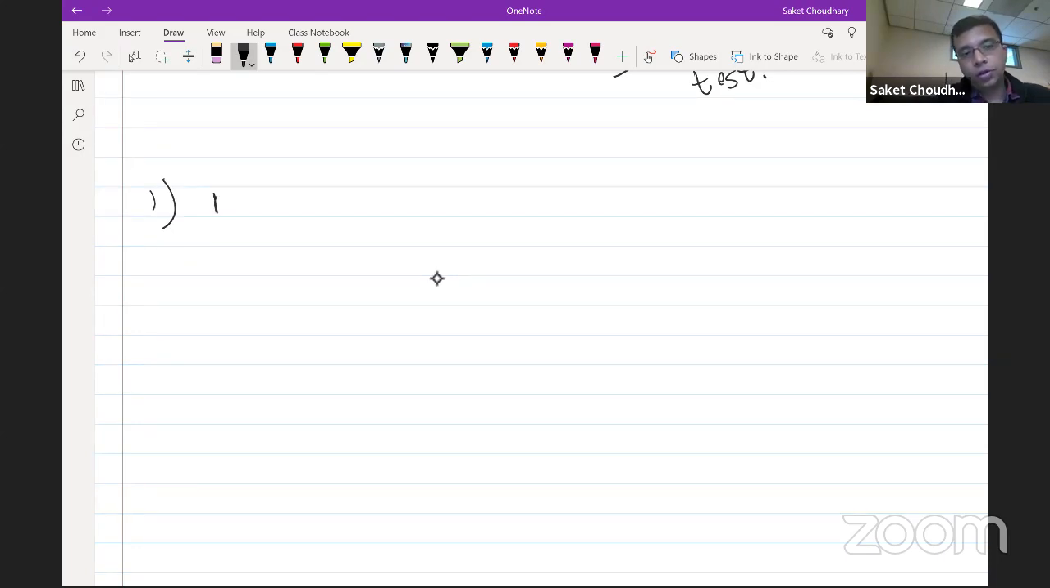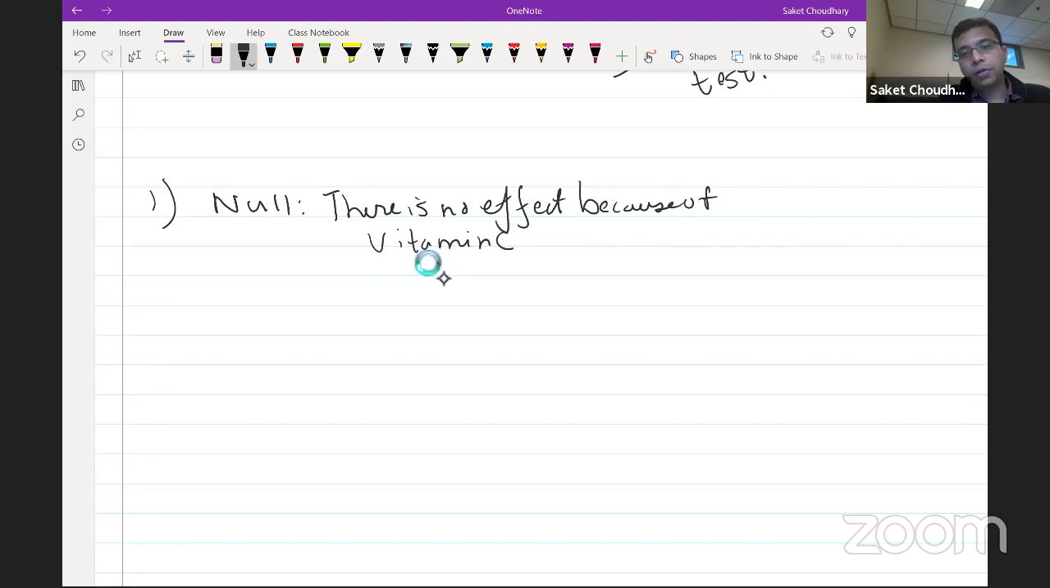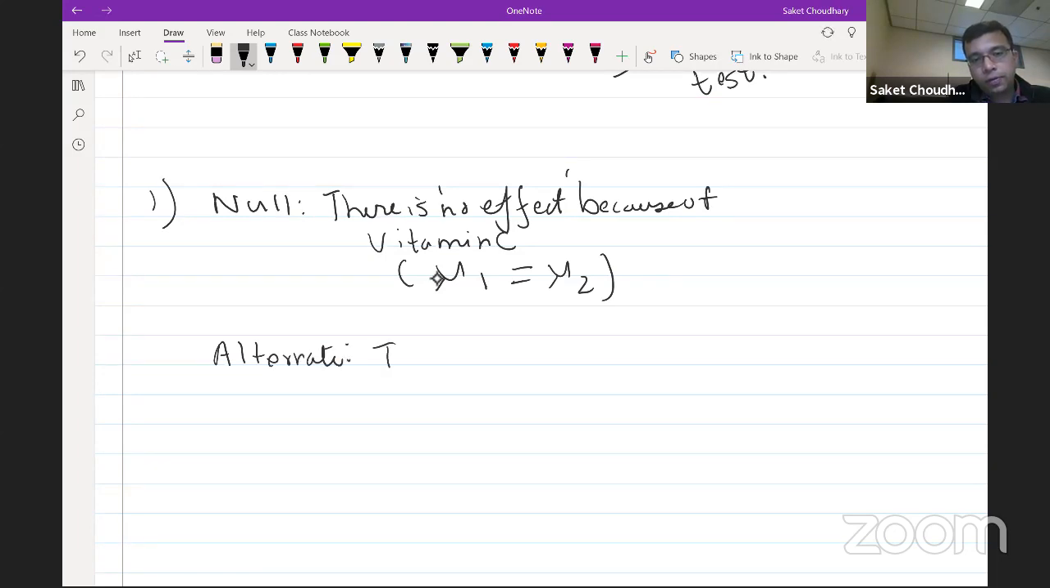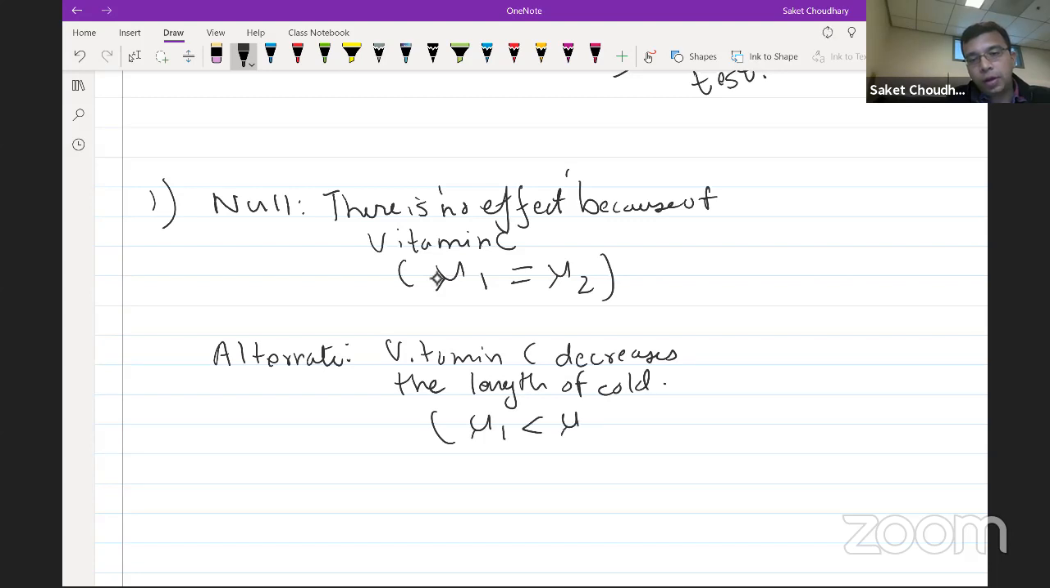Okay, so what should our null be? Our null will be that there is no effect because of vitamin C. And when I say no effect, that means no effect on the duration of the cold. This translates, in mathematical terms, to mu1 is equal to mu2. Our alternate, on the other hand, is that vitamin C decreases the length of the cold. And this translates to mu1 less than mu2.